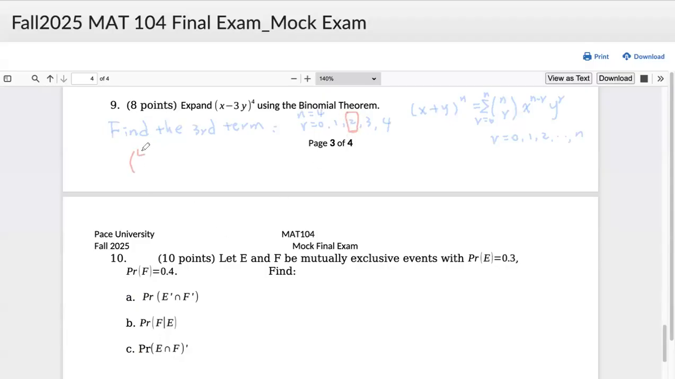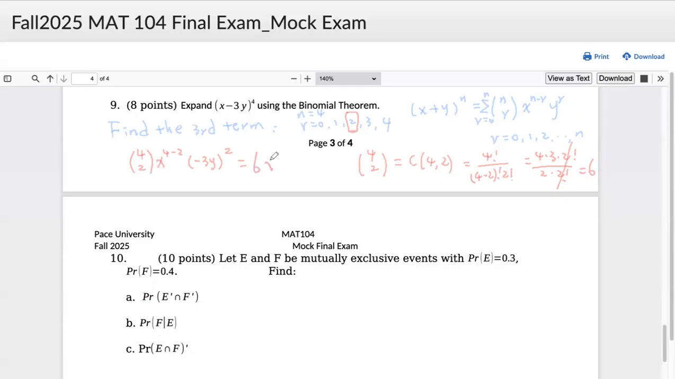So the third term is 4 choose 2, times the first term x raised to 4 minus 2, times the second term, minus 3y, raised to 2. Then we simplify this. 4 choose 2 is 4 factorial divided by (4 minus 2) factorial times 2 factorial. It's 4 times 3 times 2 factorial divided by 2 times 2 factorial. Cancel, so 4 times 3 is 12, 12 divided by 2 is 6. So this one equals 6.